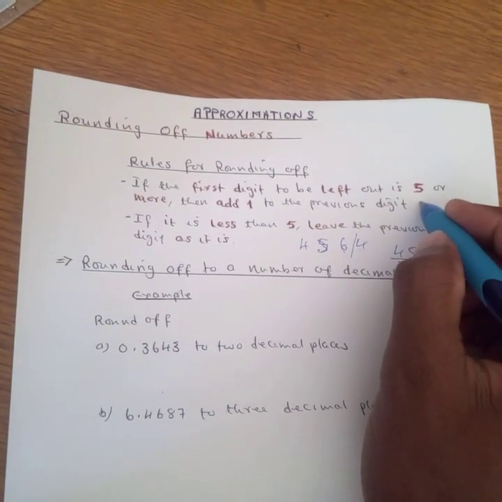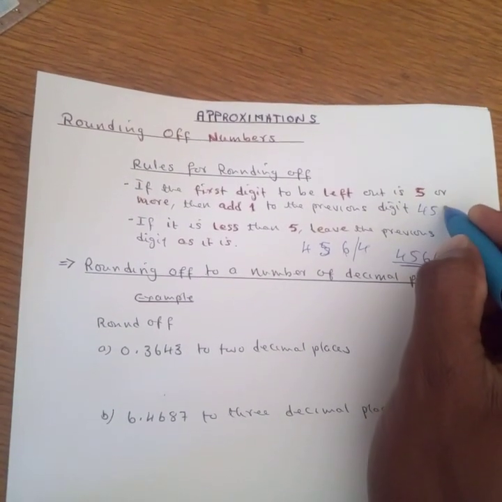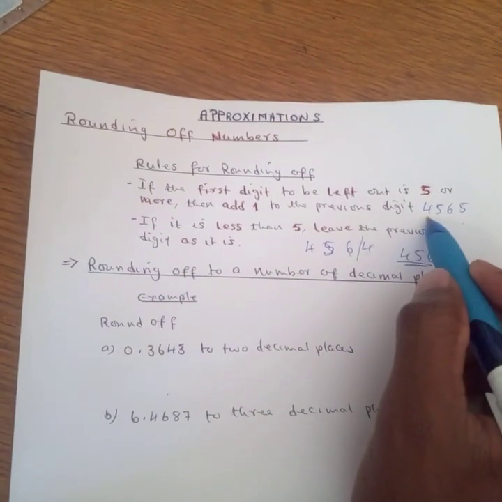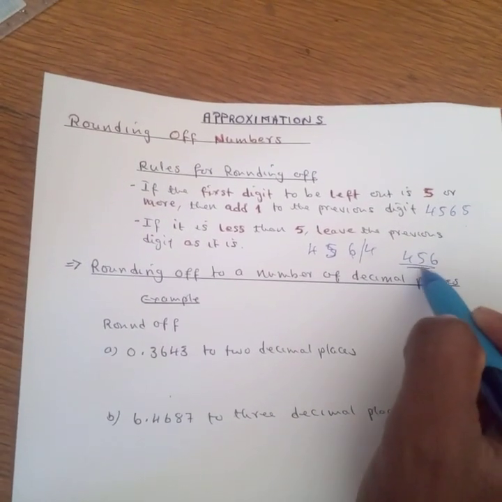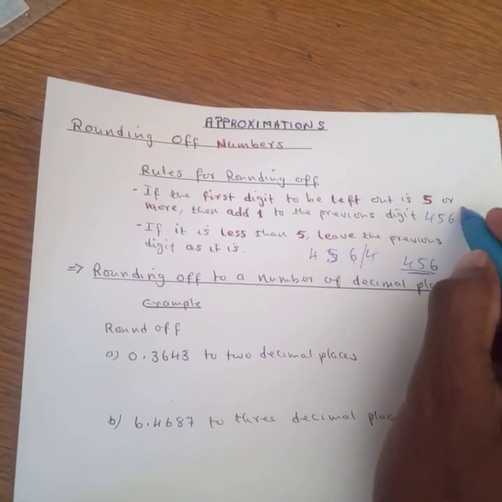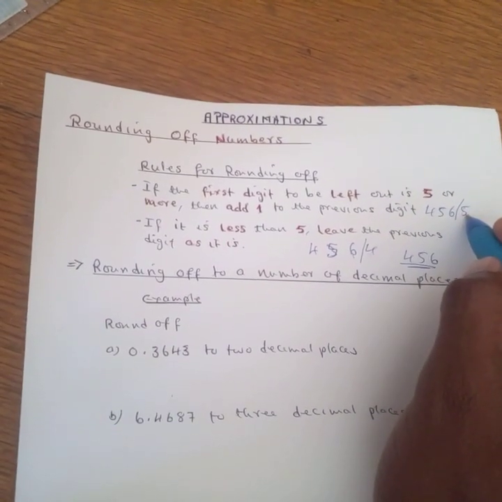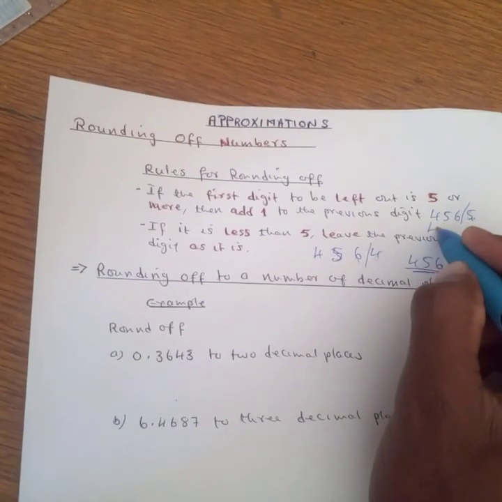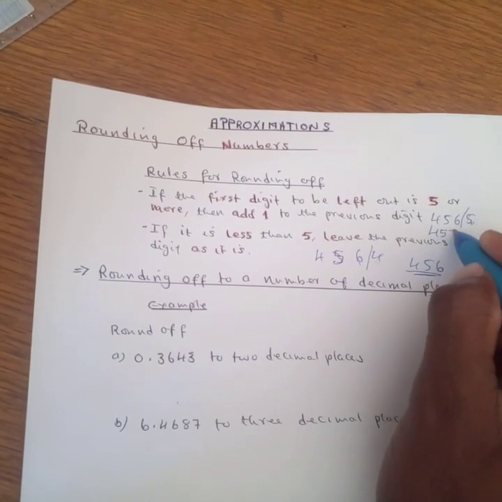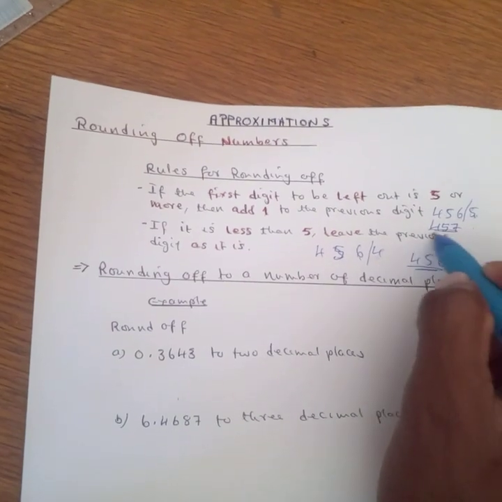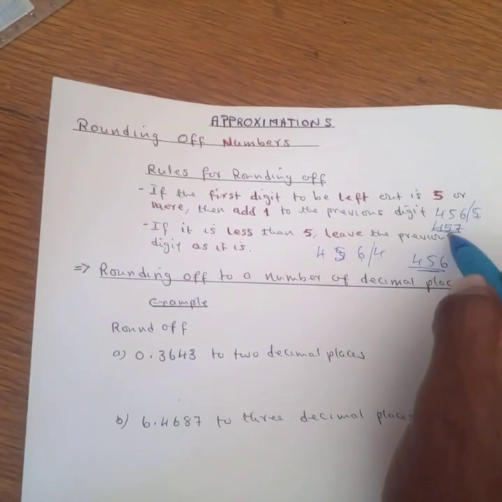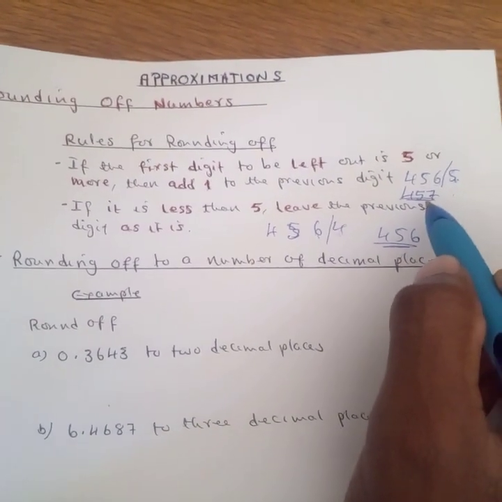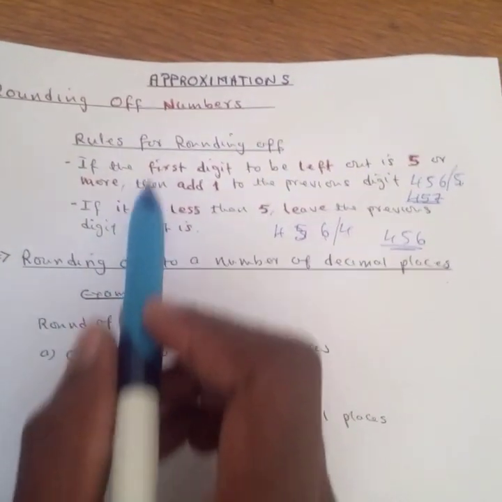So it will only be 4, 5, 6, just like that. But if you have 4, 5, 6, 5, and you are told to round off to 3 significant figures, you look at this 5 which is here. This is 5 or greater, so I'll add 1 to the previous value. So it will be 4, 5, 7. This simply means that we have rounded it off to 3 significant figures. So this is what it means by these two rules.